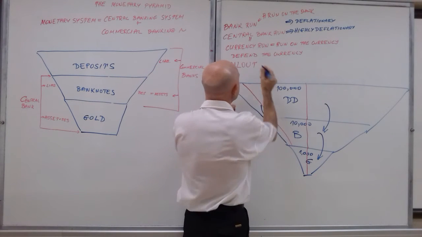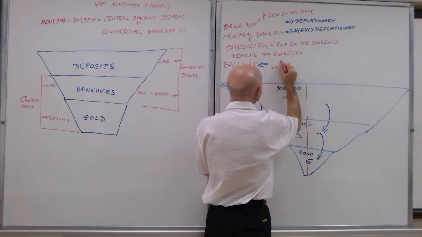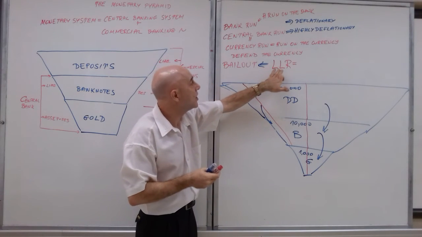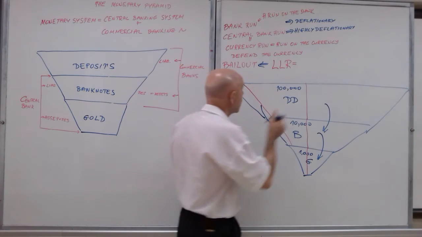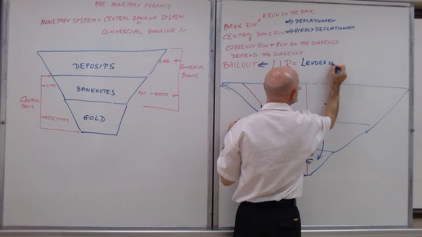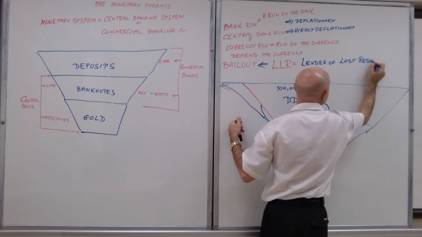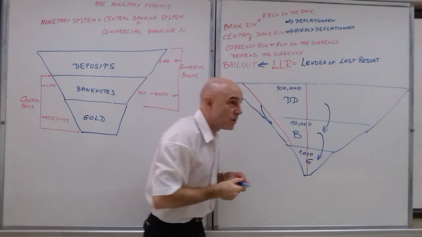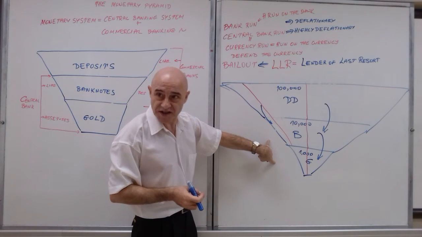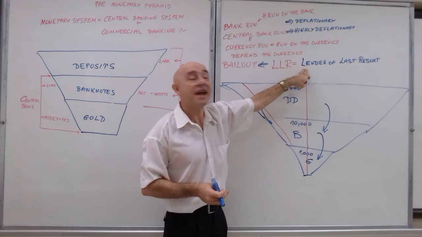This function is known as, red color again, LLR. LLR is lender of last resort. Let's write it out. In other words, when a commercial bank gets in trouble, it will go to the central bank for a bailout. The central bank becomes the lender of last resort.